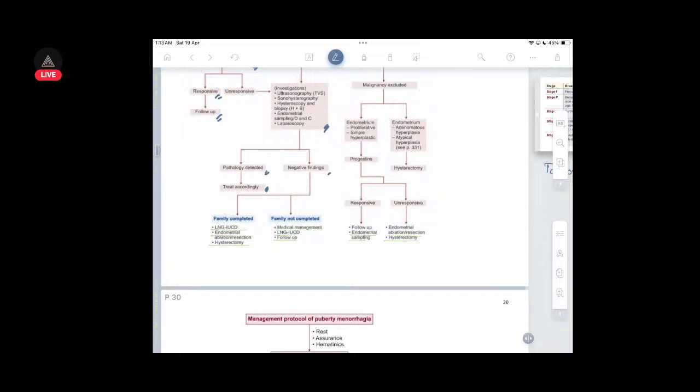If there is a negative finding and the family is completed, then you can provide an LNG IUCD, endometrial ablation and resection, or hysterectomy can be done. If the family is not completed, then medical management, LNG IUCD and follow-up can be done.